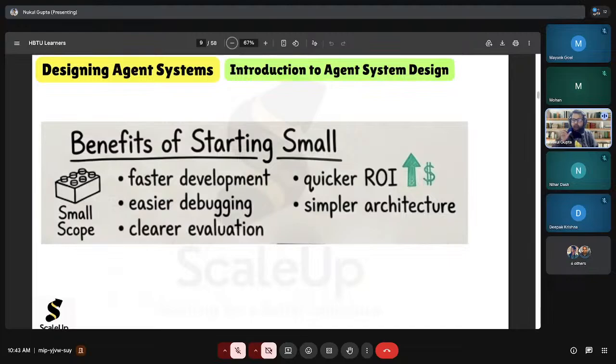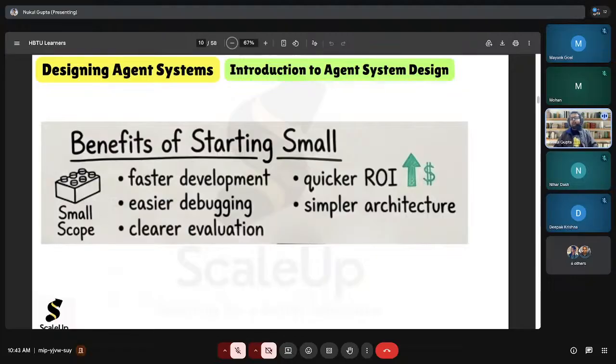But a smaller scope will help us with easier debugging, clear evaluation, quicker return on investment, because we are getting the results: this is what we wanted and the agent is doing that. And a simpler architecture. So that is what we have to follow. Whenever we are building agentic AI applications, iterative design is the key.